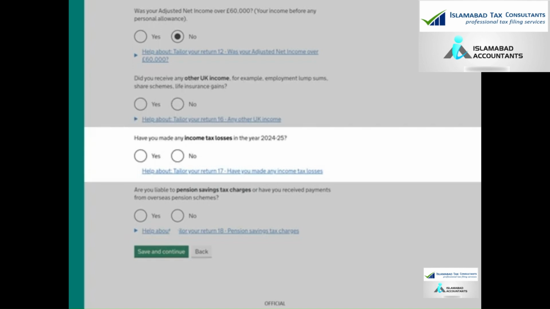This question about income tax losses can cause confusion. It's for losses on other taxable income, such as casual earnings or commission. It's not about losses that should be shown in another section of the tax return. For example, self-employment losses should be shown in the self-employment section, and UK property losses should be shown in the UK land and property section.